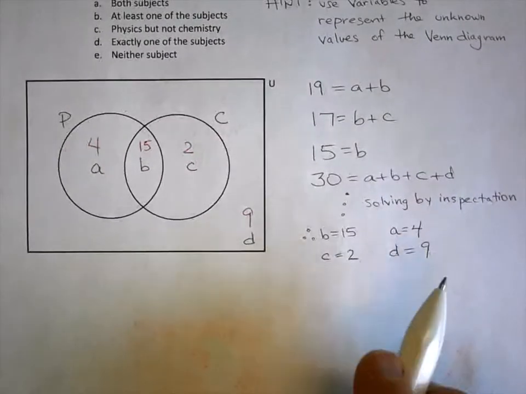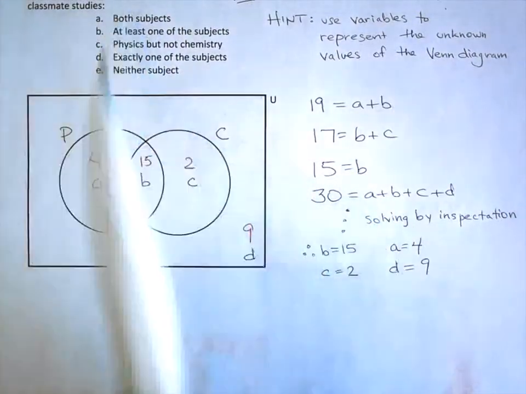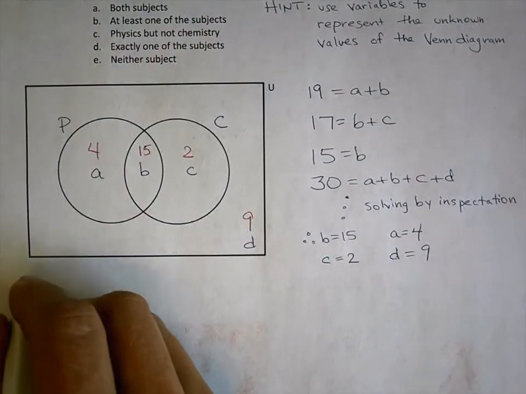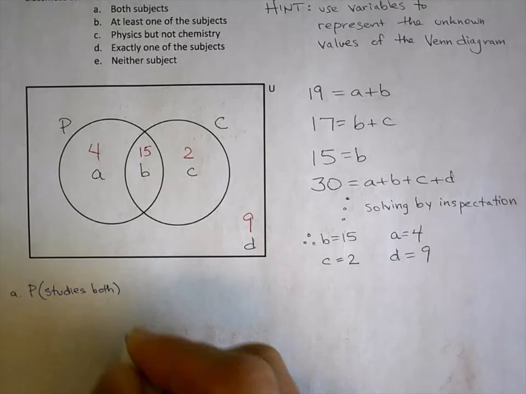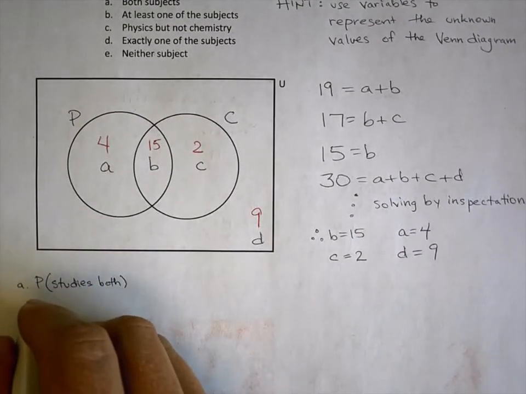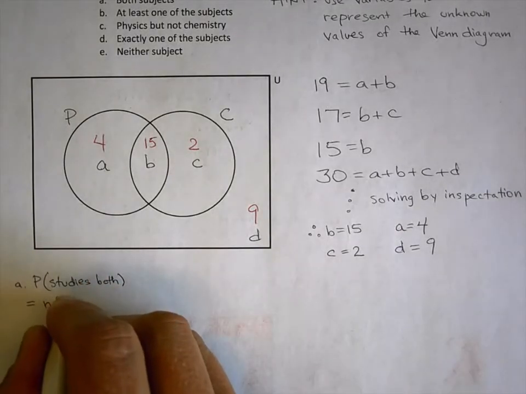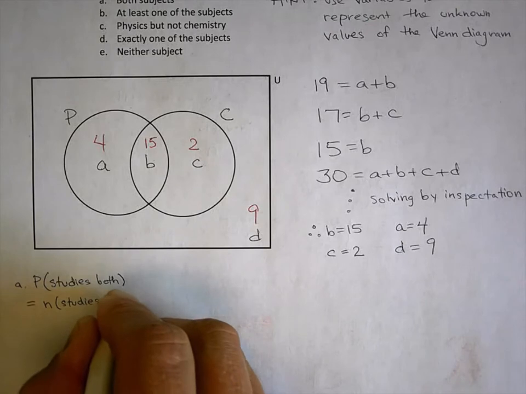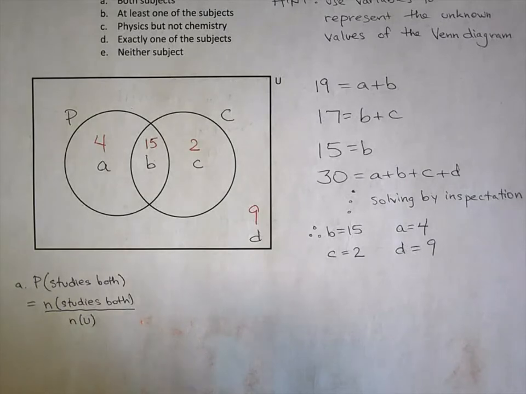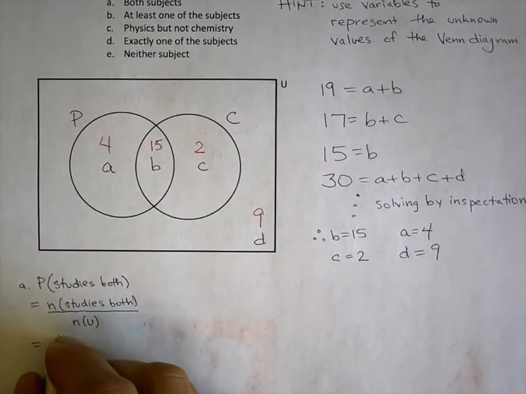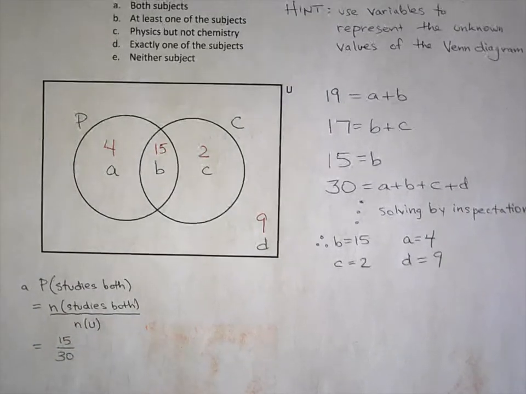Okay, so now we use my Venn diagram. Find the probability that a randomly selected student studies both subjects. So I want to find the probability that a student studies both. Okay, now we're looking for a probability, not the number of students. So really what we want is the number of students that study both over the total number of students. So that is 15 students study both over 30. Look how quick that was. Just read it right off of my Venn diagram.